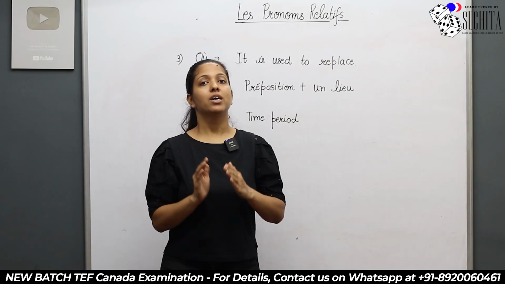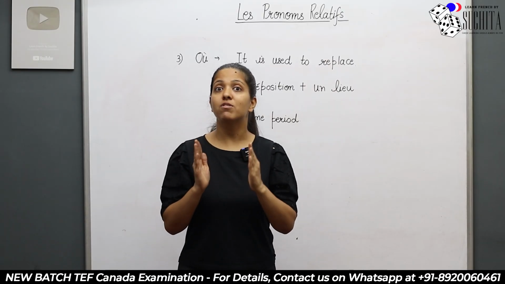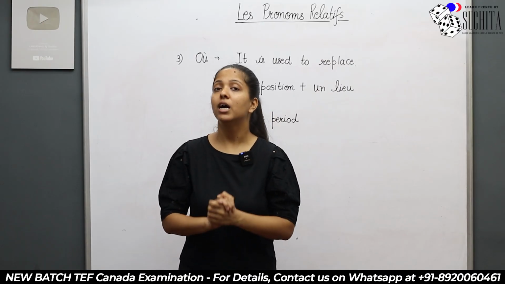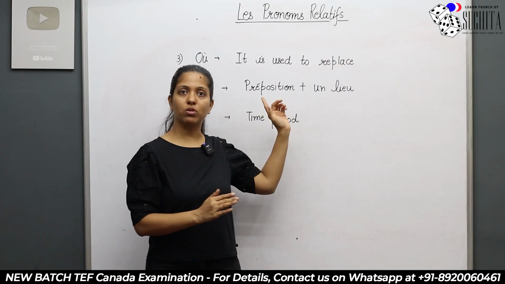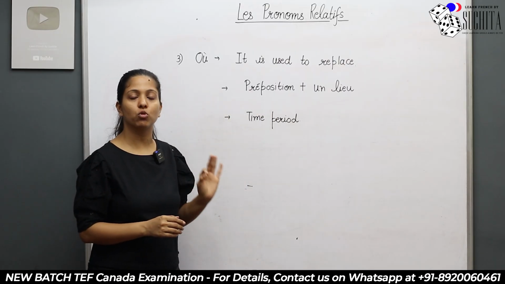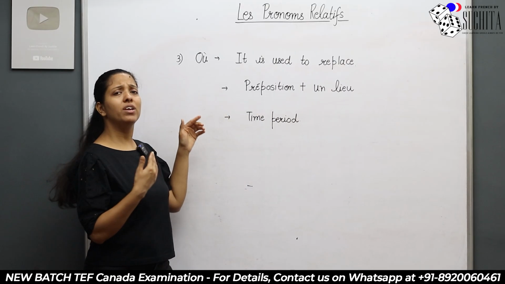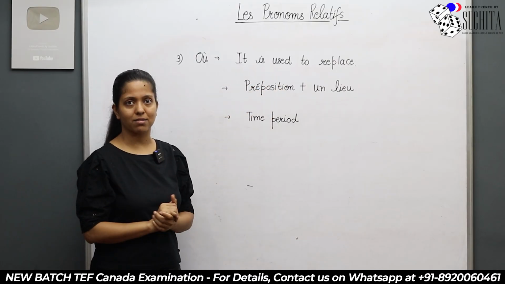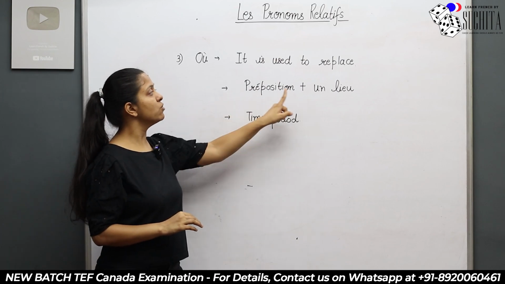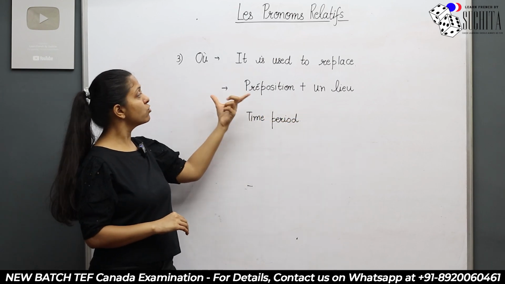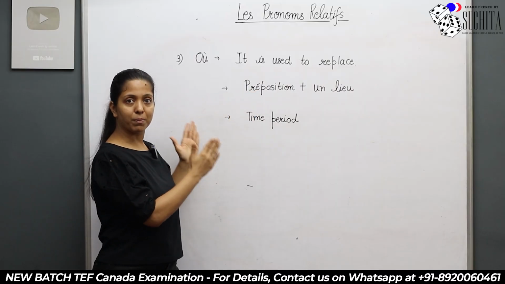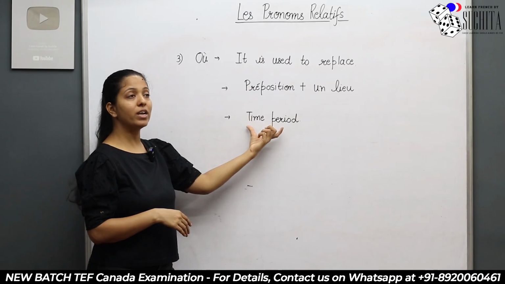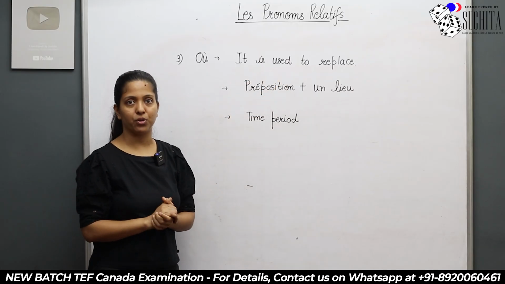Now in French, when we talk about pronoms relatifs simples, simple relative pronouns, there are four: qui, que, ou, and dont. Out of which qui and que we have already done. Now in this video, I'm directly going to begin with the pronom relatif ou. Now, ou literally means where, right? It is used to replace two things. The first one is préposition plus un lieu, which means it is used to replace this combination when you have a preposition followed by a place. Un lieu means a place. And the second one, it is also used to replace a time period, right?